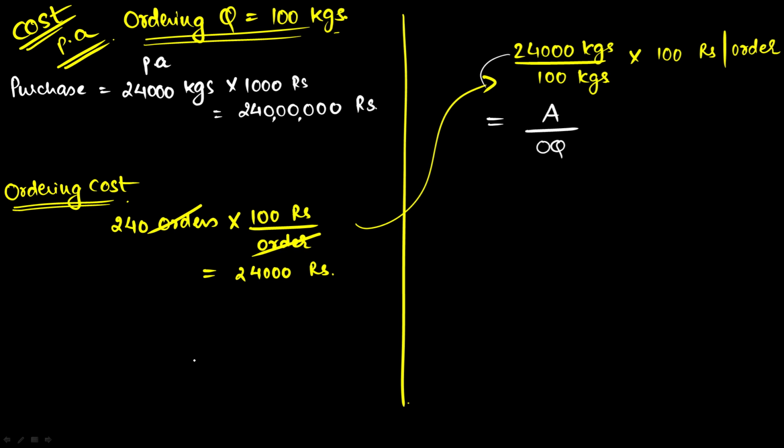Sometimes, understand, a businessman is very rigid. He says, no, I will be ordering 200 kgs. Then your ordering quantity will become 200 kgs. It is not EOQ, but it is still ordering quantity.